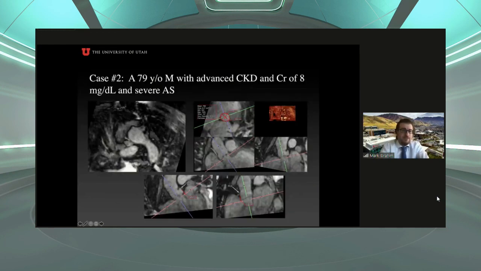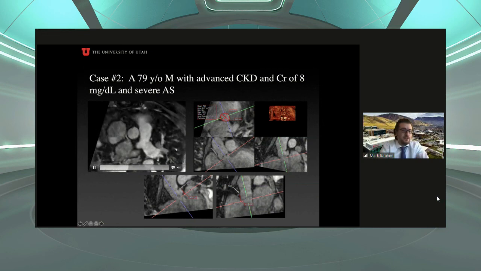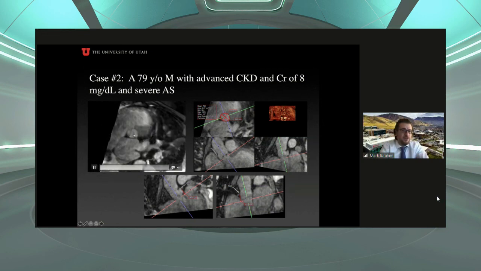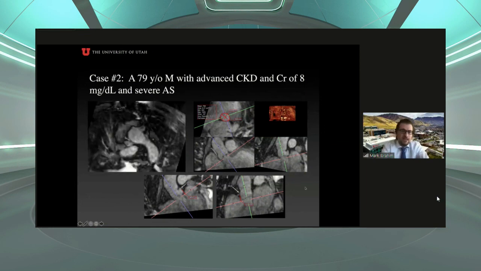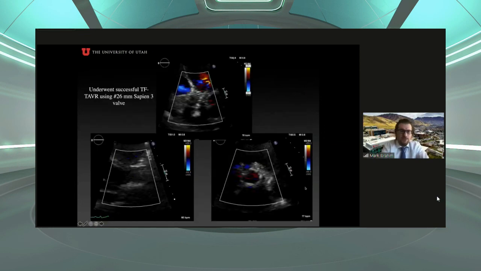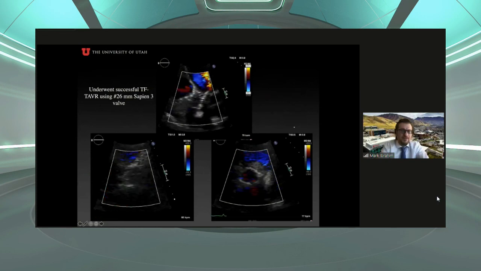post-procedure. This is a 79-year-old gentleman with advanced CKD and a creatinine of 8. He completely refused to have any imaging with iodine contrast and underwent our institutional protocol, non-contrast 3D MR angiography, showing his aortic valve here. We did the measurements and it was again indicative of a 26 millimeter Sapien valve, and he underwent the procedure, and post deployment there was no paravalvular leak and a well-seated valve.